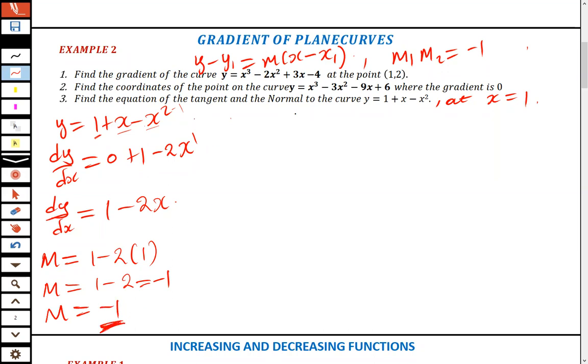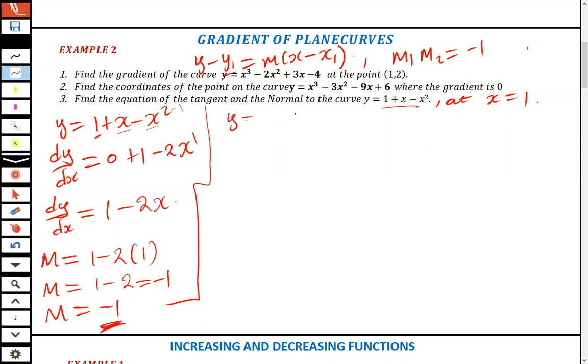After finding the gradient, we can now find the equation of the straight line of the tangent, in short. The equation of the tangent to the curve at this point when x is equal to 1. So how do you find that? You only have x, but the equation is saying you should also have y1. In this case, you only have x1. How do you find y1? You find y1 by replacing the value of x in this equation.